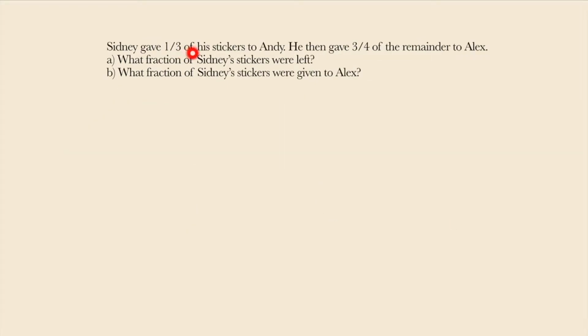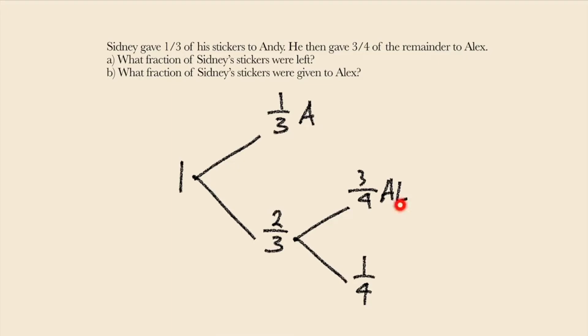Sydney gave 1/3 of his stickers to Andy. He then gave, key phrase again, 3/4 of the remainder to Alex. So 1/3 to Andy. The other branch is 2/3. This is the remainder. 3/4 of this remainder given to Alex. So Alex, 3/4. If this is 3/4 up here, it's 1/4 down there.